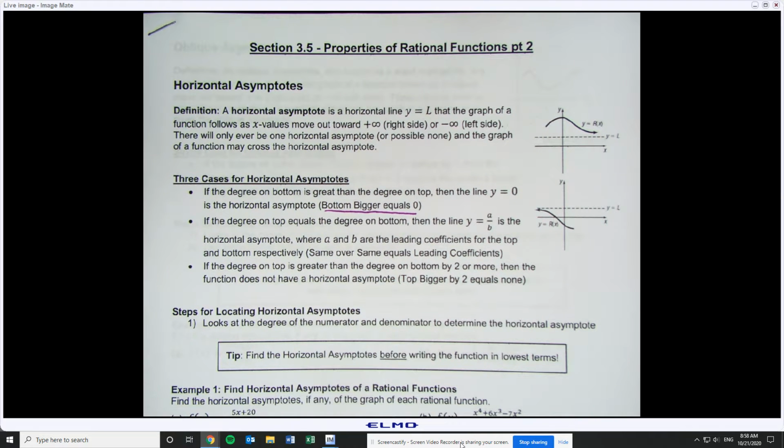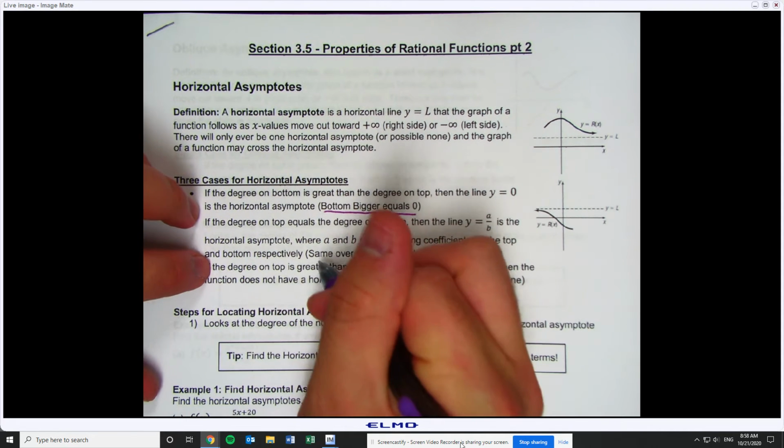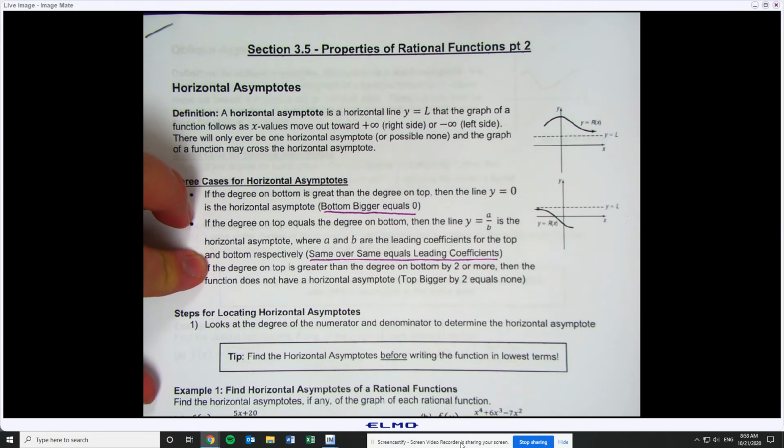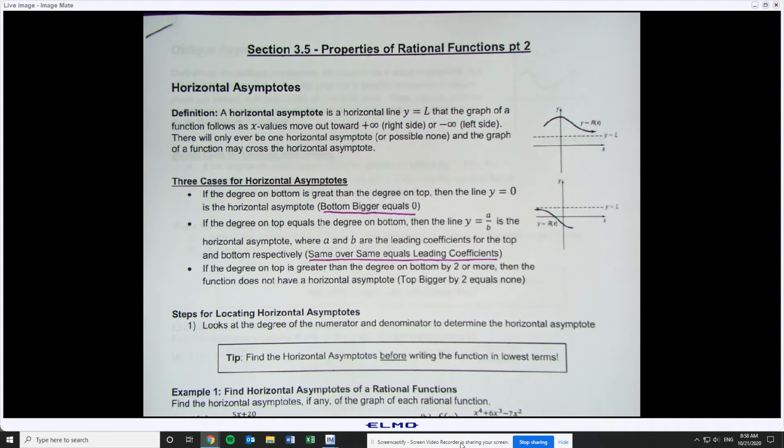Another situation, if the degree in the numerator and the degree in the denominator are the exact same, then what you need to look at are the leading coefficients. So same over same equals leading coefficients. Now, the way this looks is you'll have y equals a over b. A is the leading coefficient of the numerator. B is the leading coefficient of the denominator. So all you got to do is look at the first numbers for each.